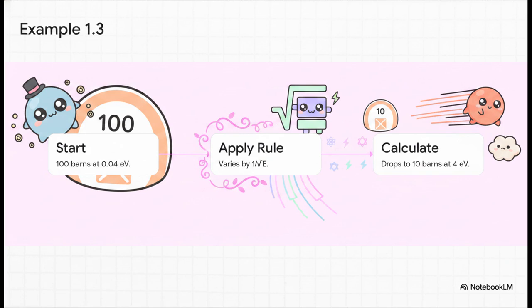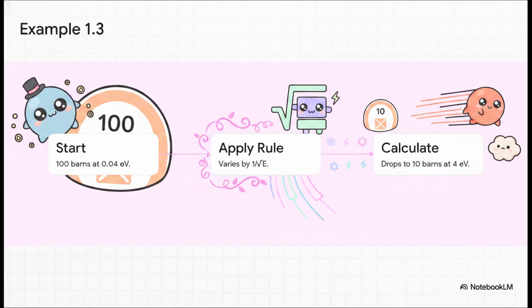Step 1, we start with a slow neutron at 0.04 electron volts. An electron volt is just a tiny unit to measure its energy. And at this speed, its target size, its probability of being caught, is 100 barns. By the way, think of a barn as the subatomic version of hitting the broadside of a barn. It's literally just a fun way physicists measure the area of our target.